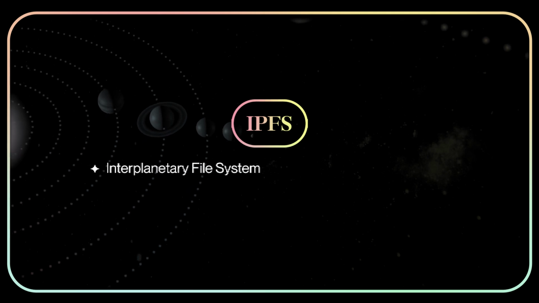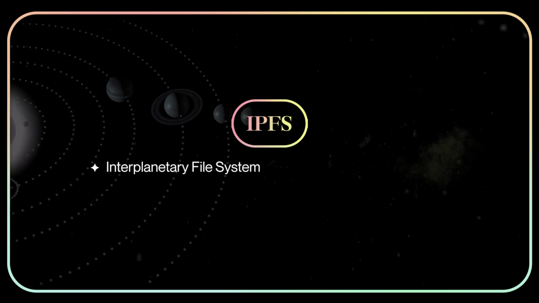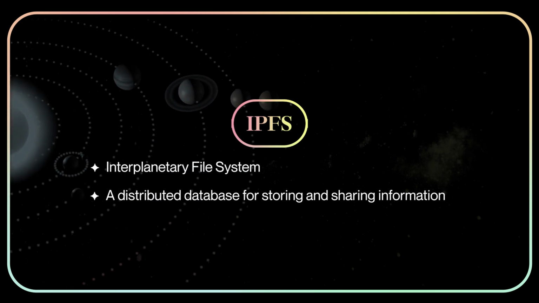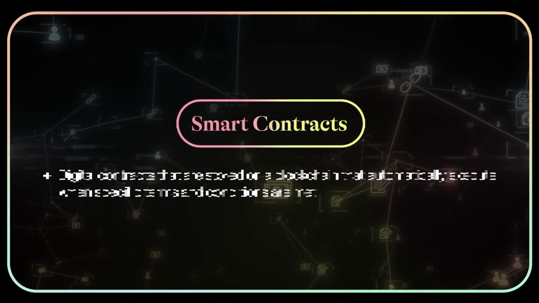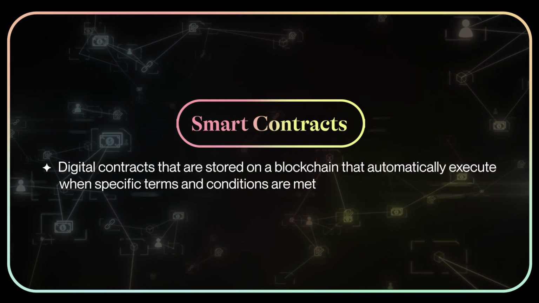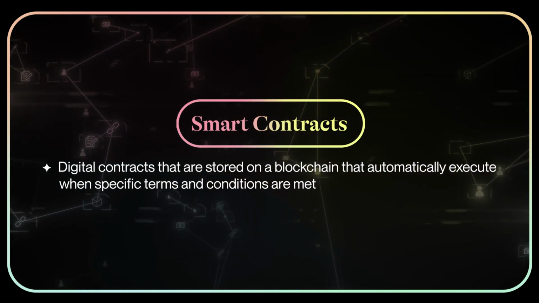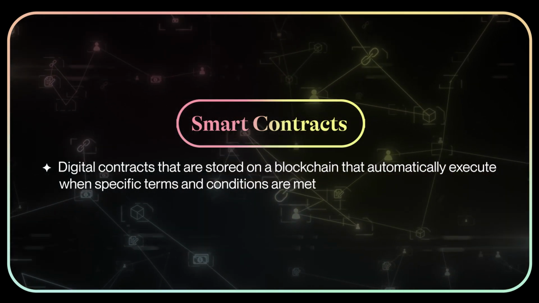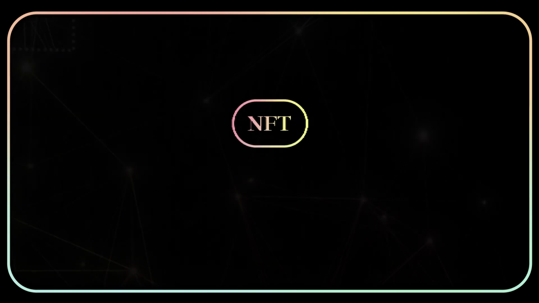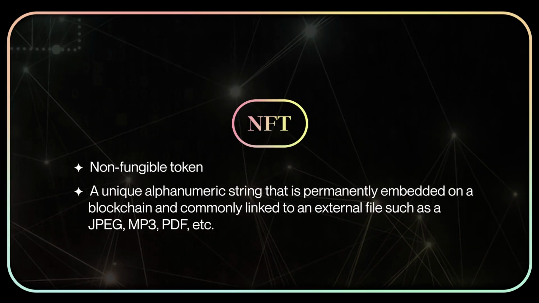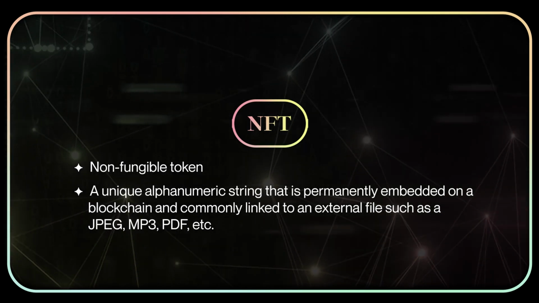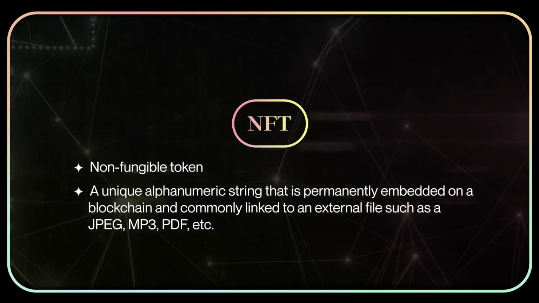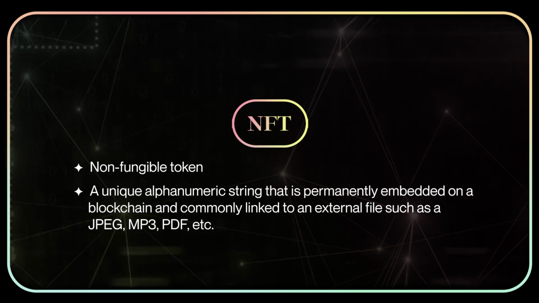IPFS, Interplanetary File System. IPFS is a distributed database for storing and sharing information. Smart contracts. These are digital contracts that are stored on a blockchain that automatically execute when specific terms and conditions are met. NFT. This is a unique alphanumeric string that is permanently embedded on a blockchain and commonly linked to an external file such as a JPEG, MP3, or a PDF, etc.